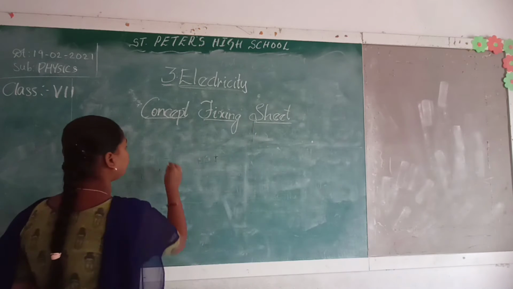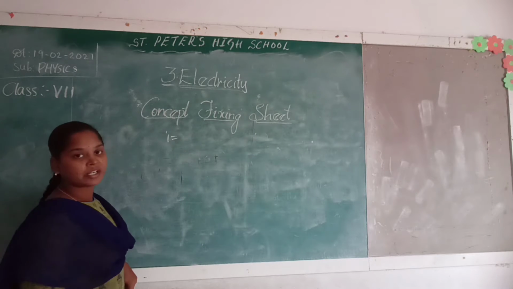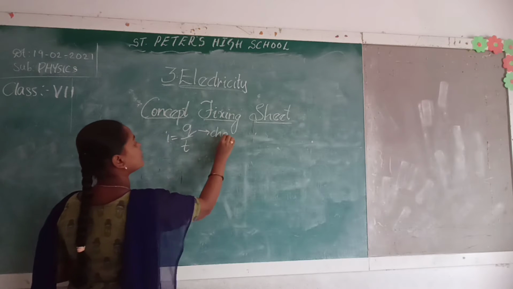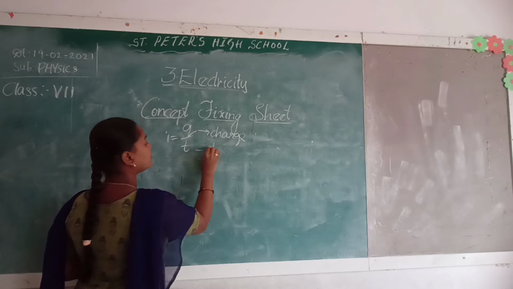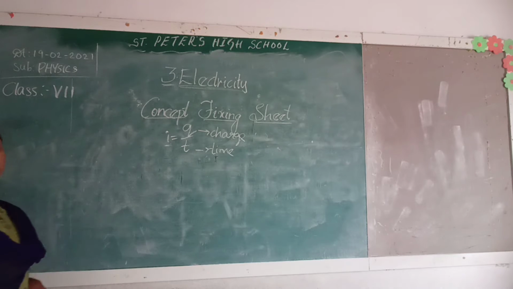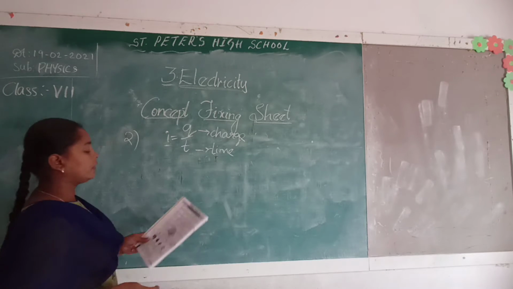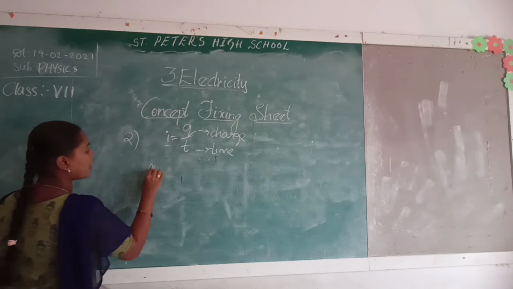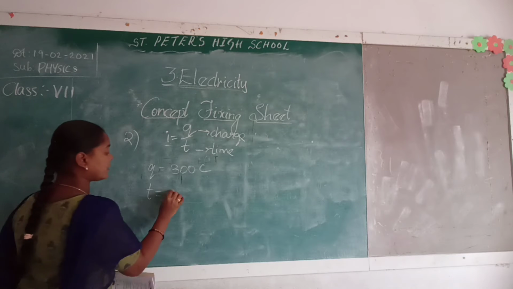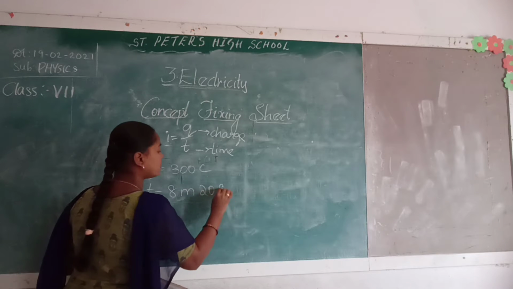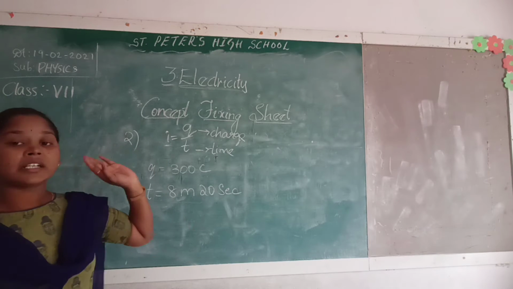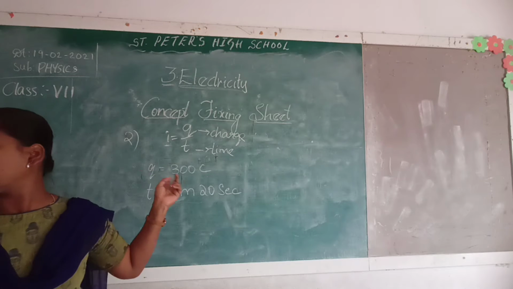So we have to find here current. What is the formula of current? I is equal to Q by T. What is Q? Q is charge. And T is time taken for the flow of charge, and I is the current which is passing through the circuit. Now, they have given charge Q as 300 coulombs, whereas time is given as 8 minutes 20 seconds.